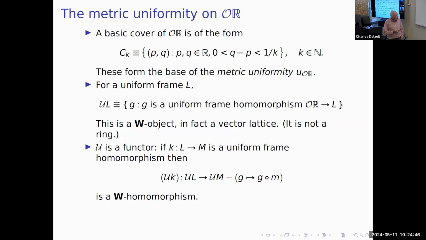This is, interestingly enough, a perfectly good W object, and in fact a vector lattice, but it is not a ring. So it's a situation where we study this subject in W, not because we're ignoring the ring structure, but because we don't have the ring structure. This is a functor.